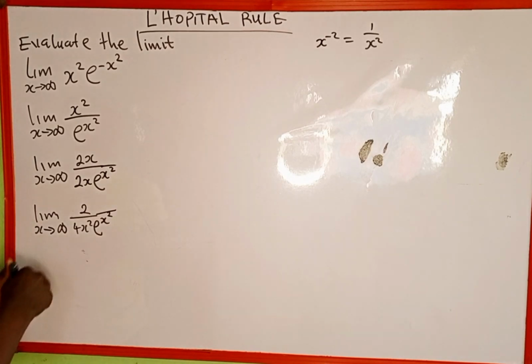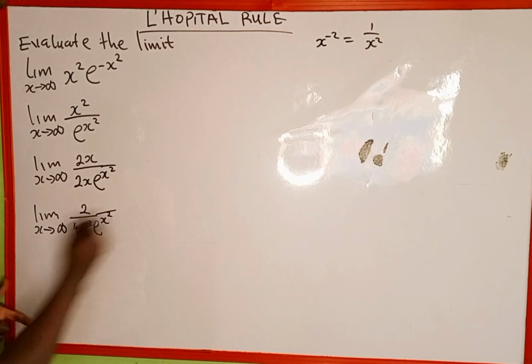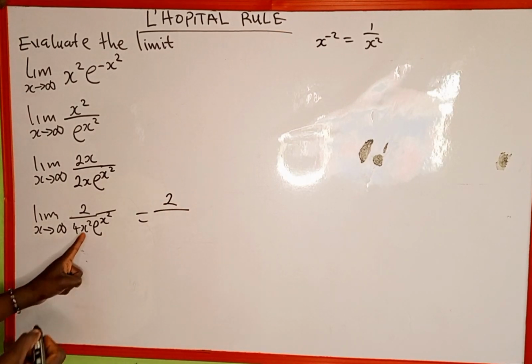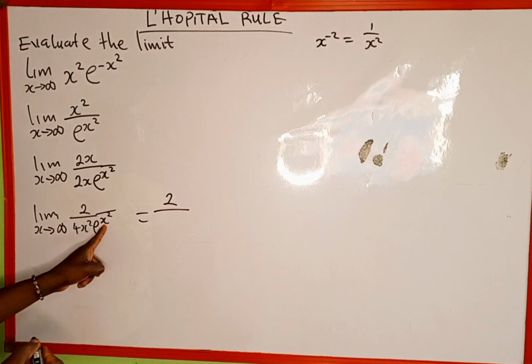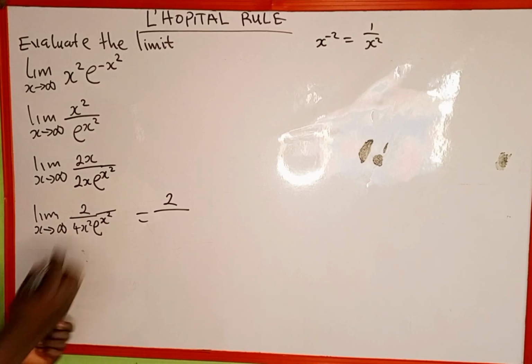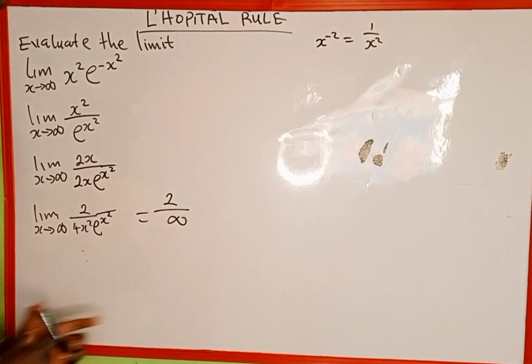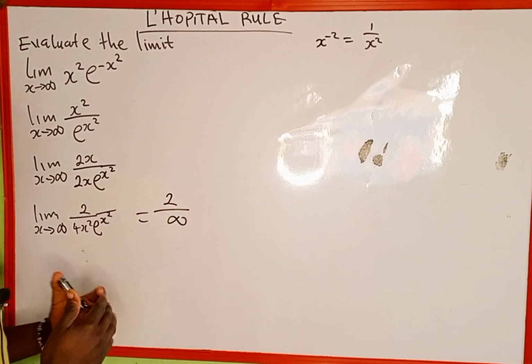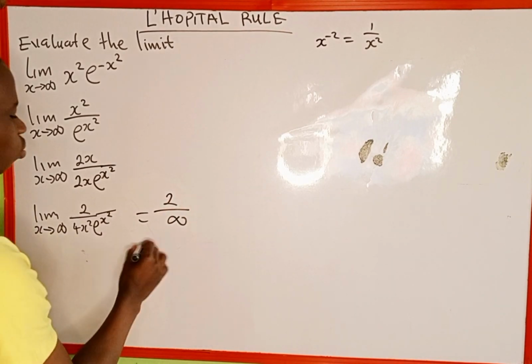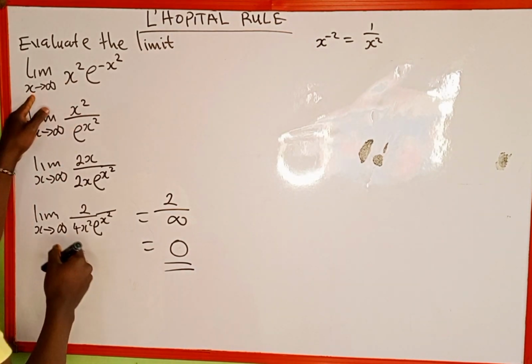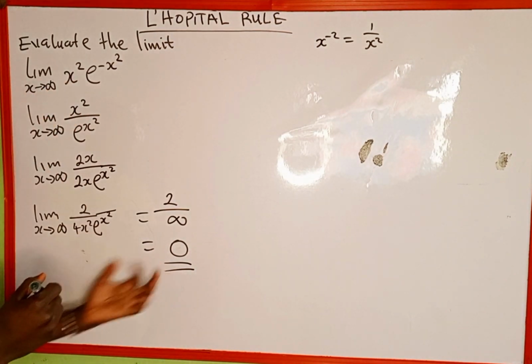So now we're going to substitute as x approaches infinity. The upper one is constant, so we're going to keep it as 2, then divided by, when we substitute infinity here and infinity here, everything is going to be infinity. And 2 divided by infinity implies 2 is being divided by a very large number. So this is going to be what? 0. So therefore, the limit of this function as x approaches positive infinity is 0.